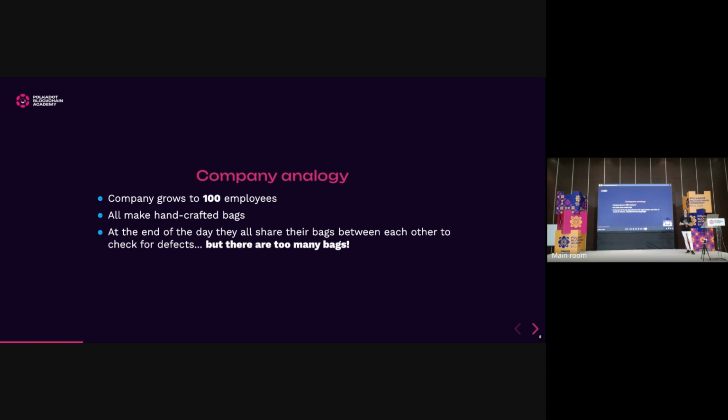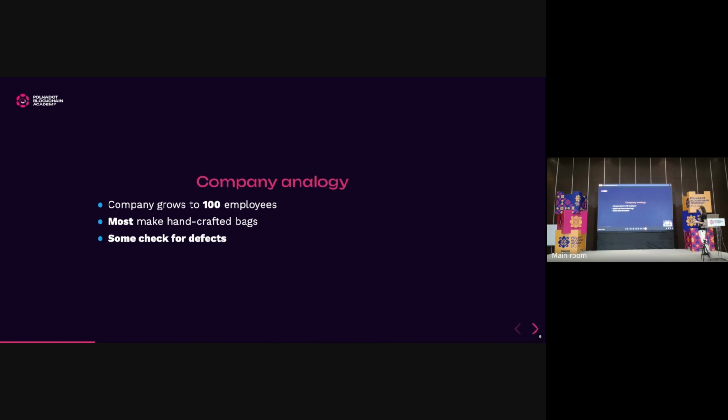We cannot check all the products. We somehow have to specialize. We have to only check how much we actually can. We have to introduce new levels of abstraction and new levels of responsibilities. So instead of having everyone check everything, we only have some people checking for defects, or maybe a small set of people checking only a small subset of bags. And if only a few of them are checking, is it providing any sort of safety? How can we then work with that?